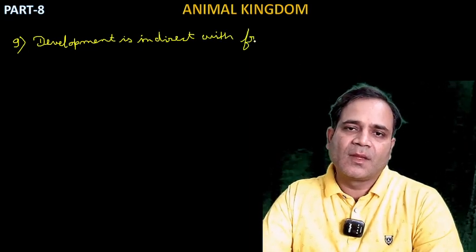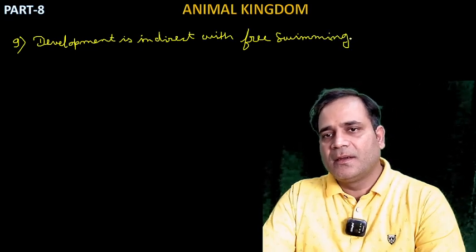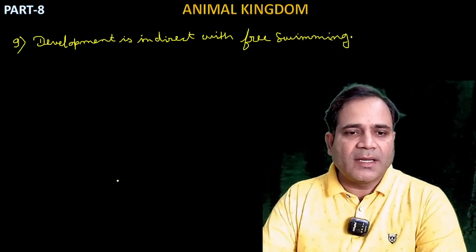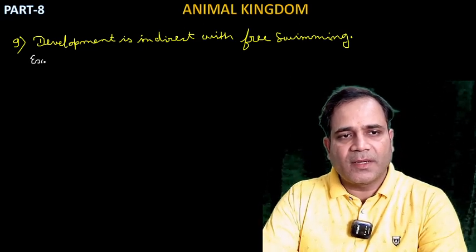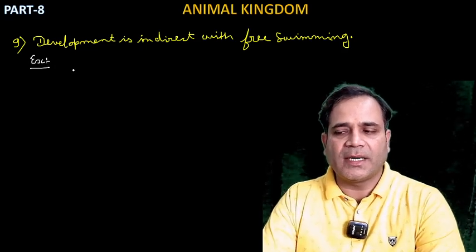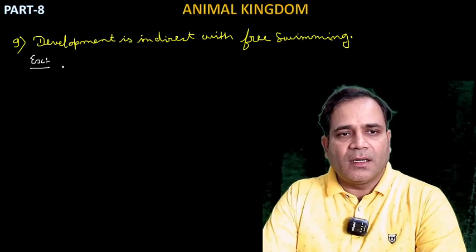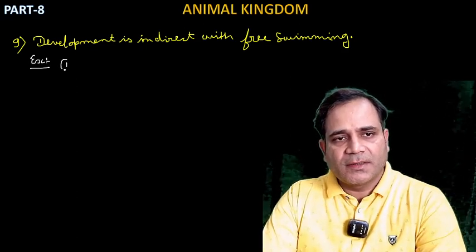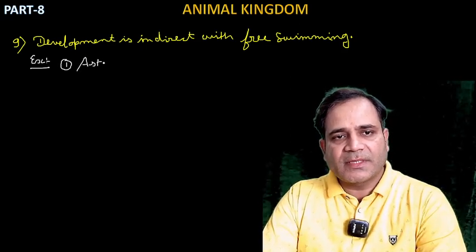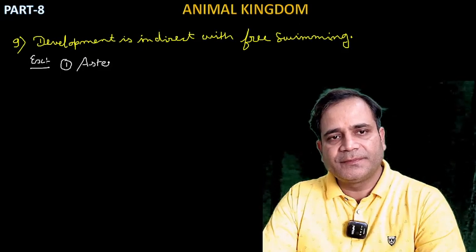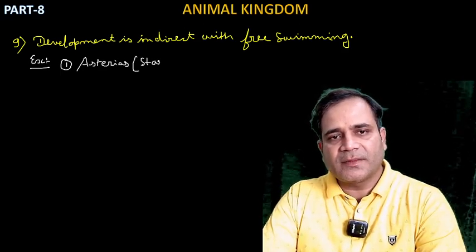Is that clear? So now see, very important to know here about the examples. What are the examples of phylum Echinodermata? That is number one. First, what is the example here? Asterias. Yes, definitely. Asterias. That is a starfish.